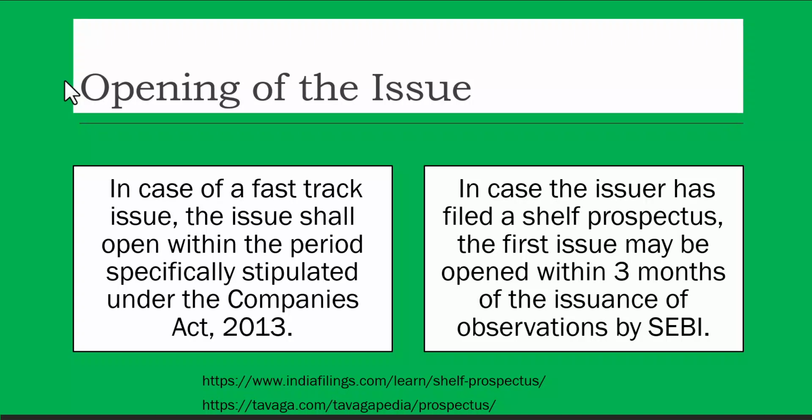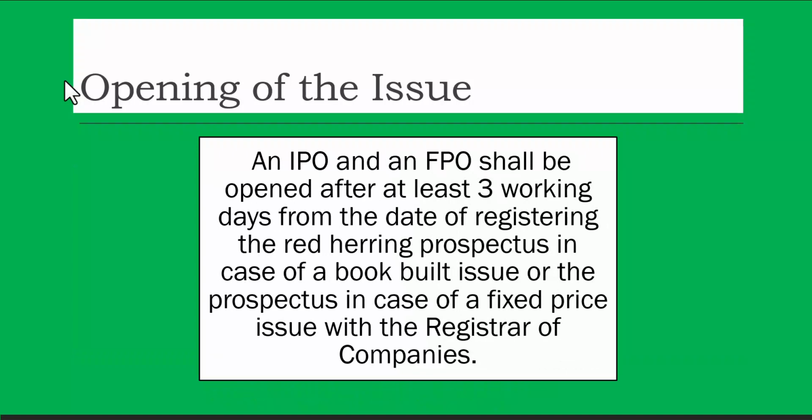Okay, read this. Opening of the issue. An IPO and an FPO shall be opened after at least 3 working days from the date of registering the red herring prospectus in case of book build issue or the prospectus in case of fixed price issue to the registrar of company. So this is the main regulation. An IPO and FPO shall be opened after at least 3 working days from the date of registering the red herring prospectus. So that means it is within 3 days.